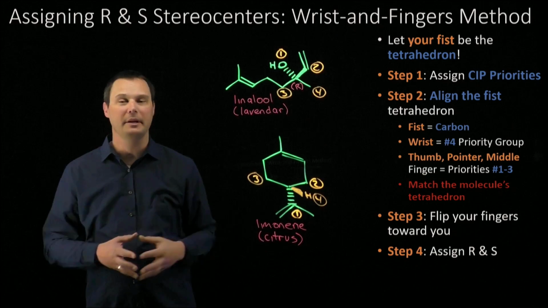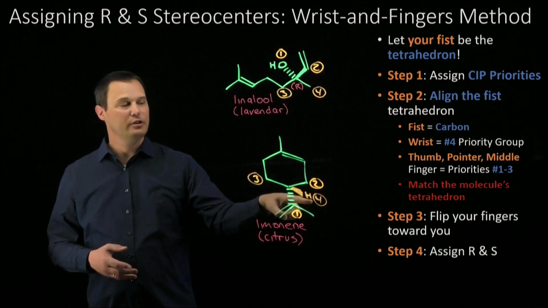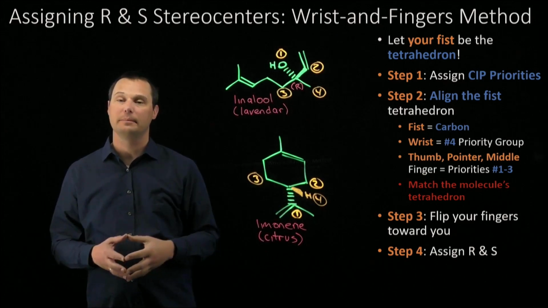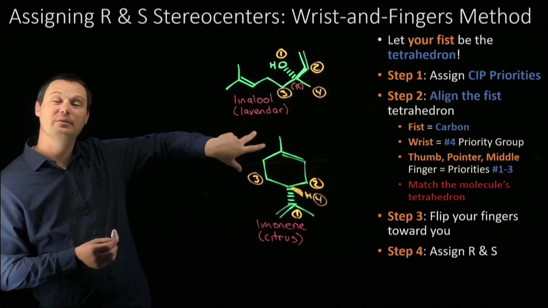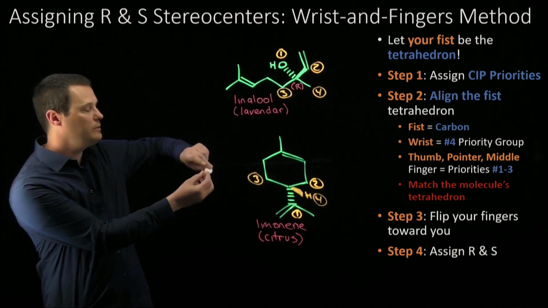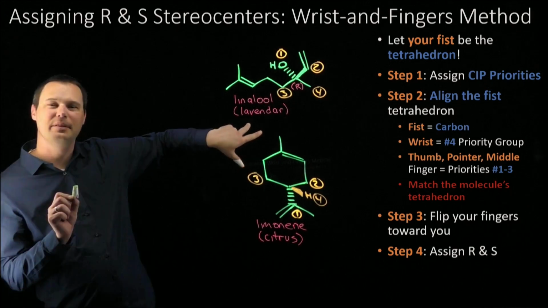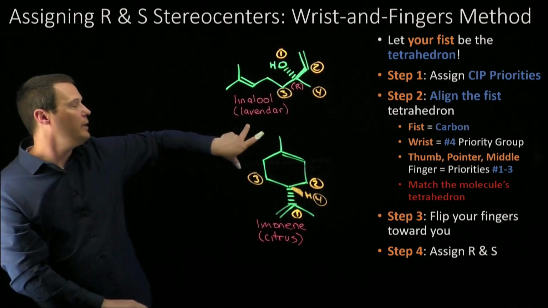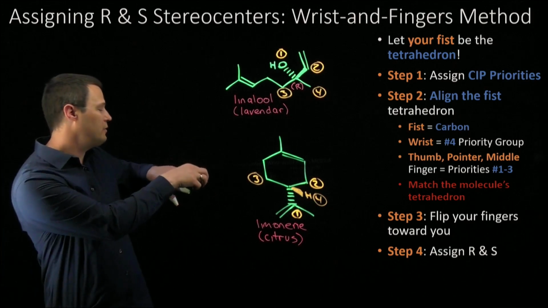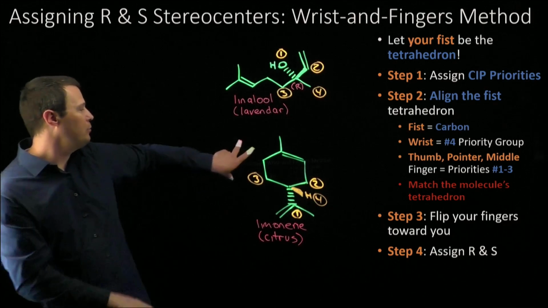Let's finish up with limonene. With our fist as the carbon, the hydrogen number 4 group is pointed towards you as the viewer. Use your fist as the carbon, point the wrist towards you, and the other 3 fingers point away from you. For this molecule, the number 1 group points straight down, so I'll put the number 1 flag on my thumb. The number 2 group points to the right, so I'll put the number 2 flag on my pointer finger off to the right. And the number 3 group is off to the left, so I'll put the number 3 flag on my middle finger pointed to the left.